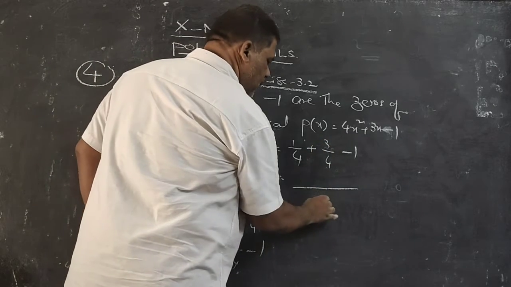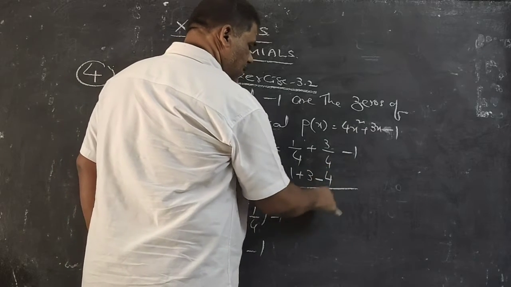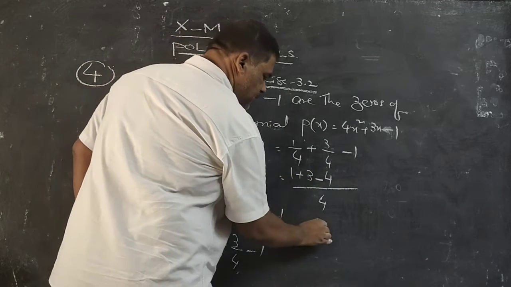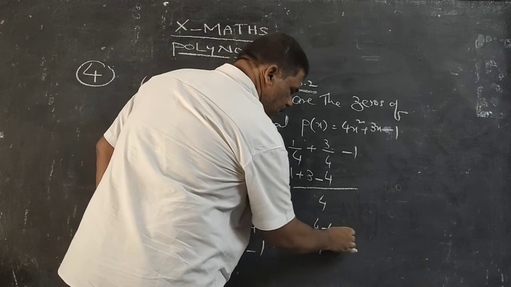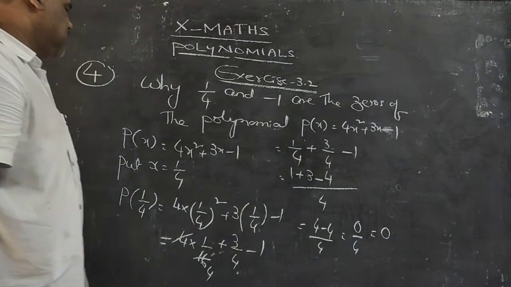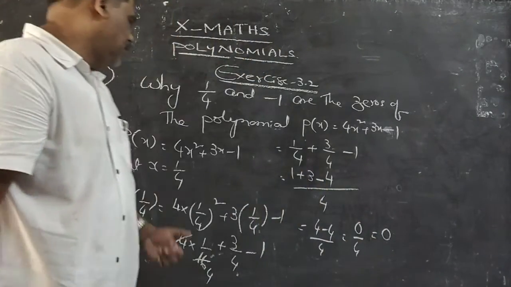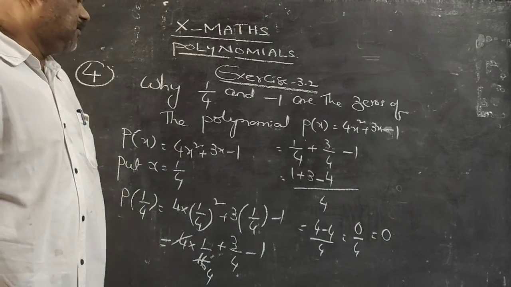Here LCM is 4. 1 plus 3 is 4, minus 4 by 4. That is 0 by 4. 0 by anything is 0. On substituting x is equal to 1 by 4, we got 0 as the answer. Therefore 1 by 4 is called a zero of the polynomial.